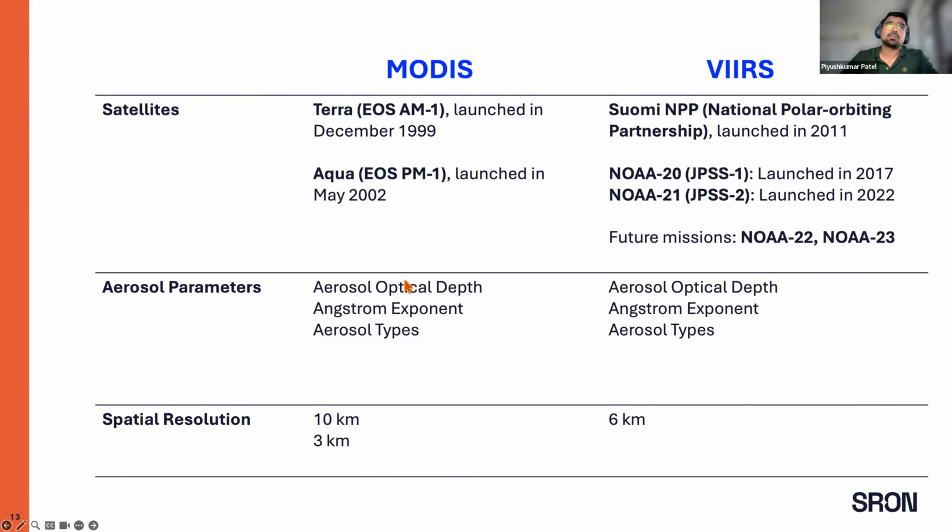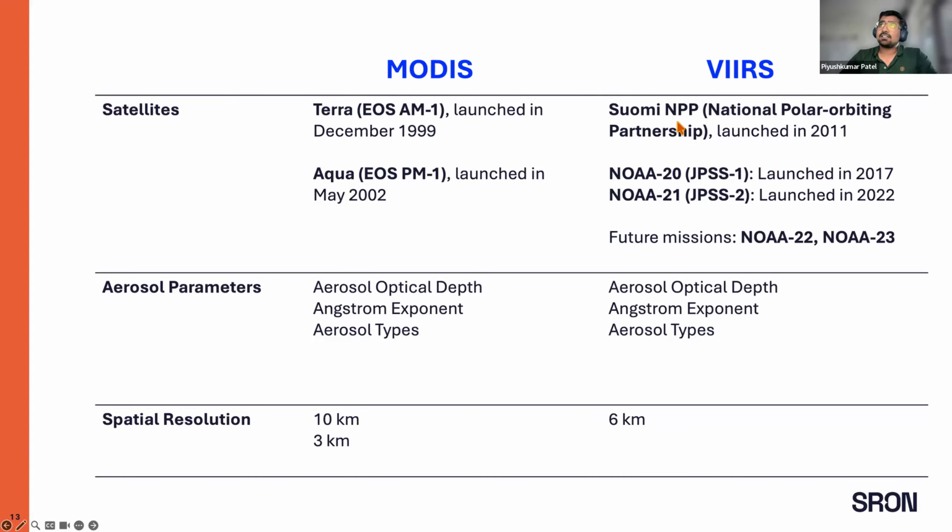These are the variables that MODIS has provided: aerosol optical depth, angstrom exponent, and aerosol types. Both Terra and Aqua have a similar spatial resolution of 10 kilometer. After a few years, one more product came with a new algorithm that provides the AOD product at 3 kilometer. Now, let me talk about the identical brother, which is VIIRS.